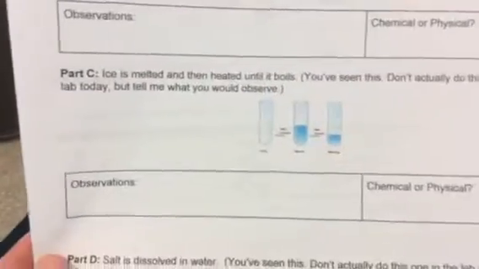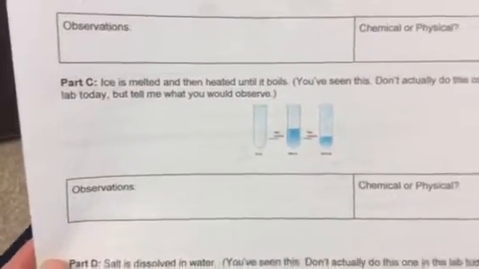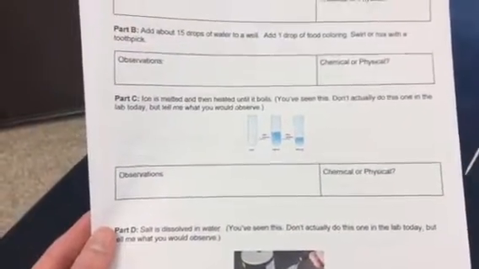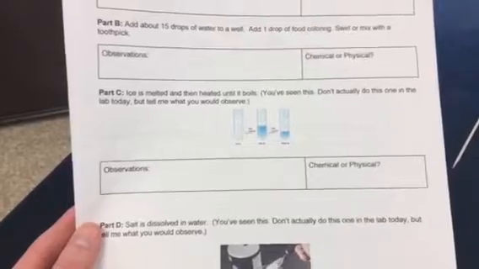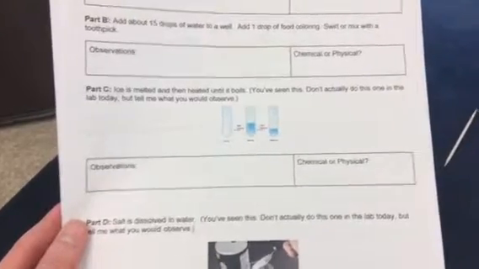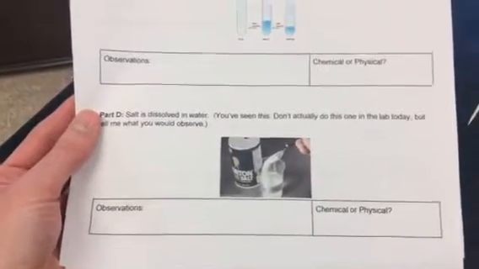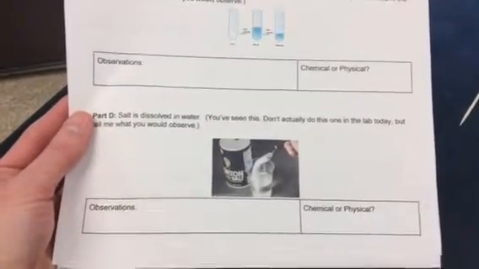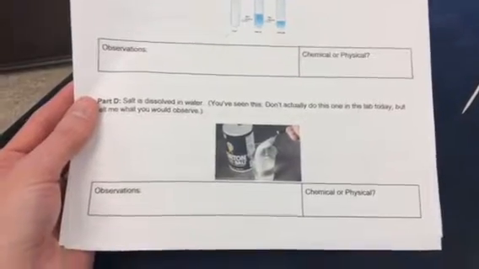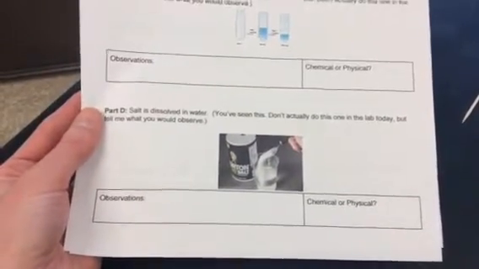All right, now the next few are not actually in the lab, they're on a piece of paper. So I'm just going to show you the paper. So for part C, ice is melted and then heated until it boils. Now you've already seen this, so we're not actually going to do this, but tell me what you would observe and whether it would be chemical or physical. And if you need more time, you can pause this video. Part D says salt is dissolved in water. Again, you've seen this already, so we're not going to do it, but tell me what you would observe and whether it is chemical or physical.